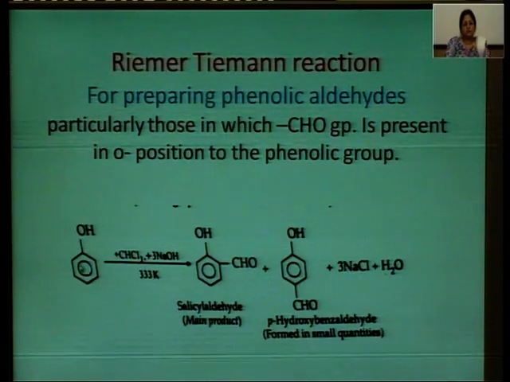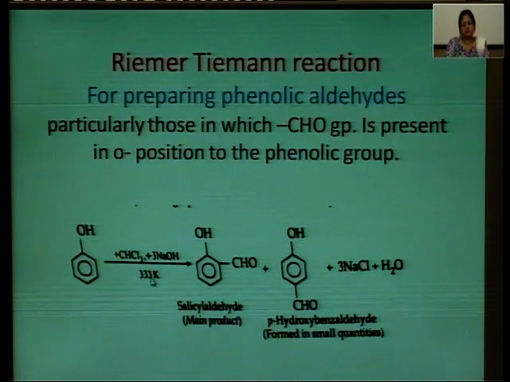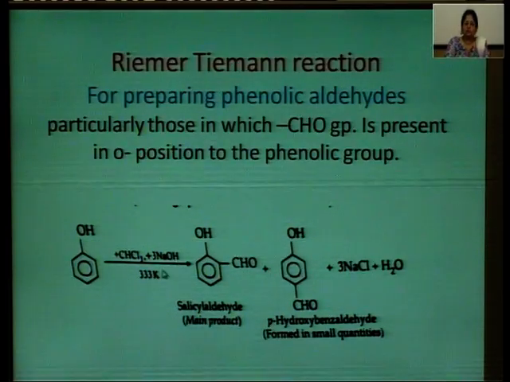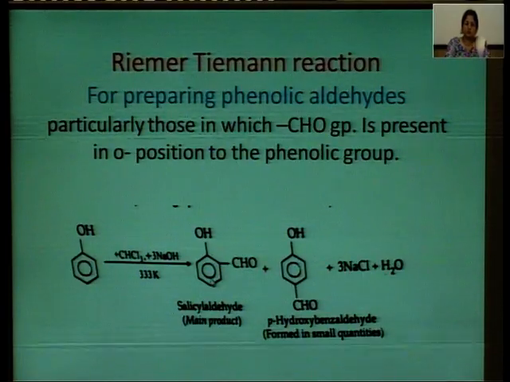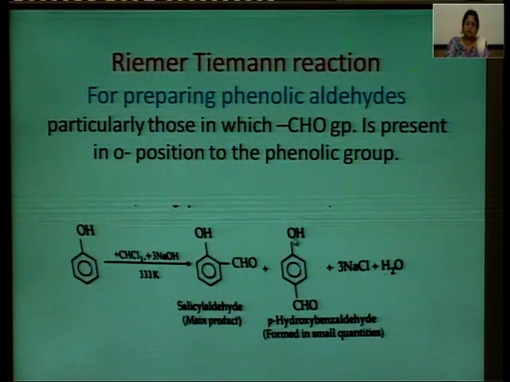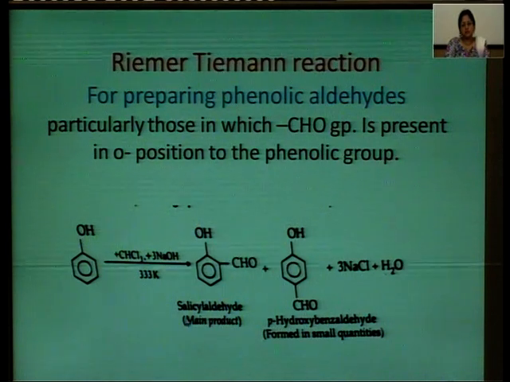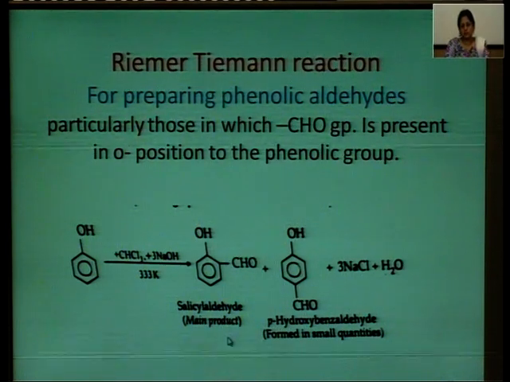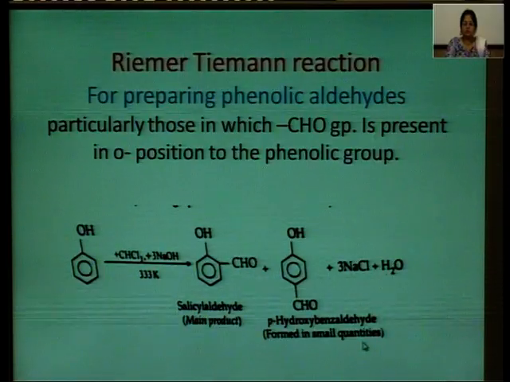So, when phenol is treated with chloroform and sodium hydroxide at a temperature of 333 Kelvin, it forms two products. One is the ortho-hydroxybenzaldehyde and the other is the para-hydroxybenzaldehyde. The special name for the compound ortho-hydroxybenzaldehyde is the salicylaldehyde, which is the main product, and the second compound, that is the para-hydroxybenzaldehyde, is formed in small quantities.